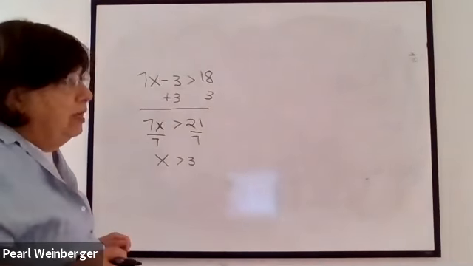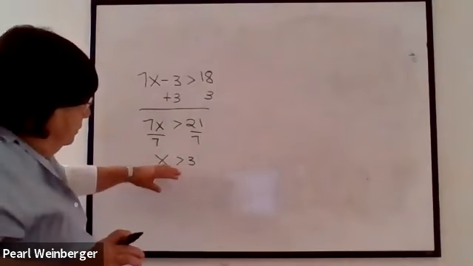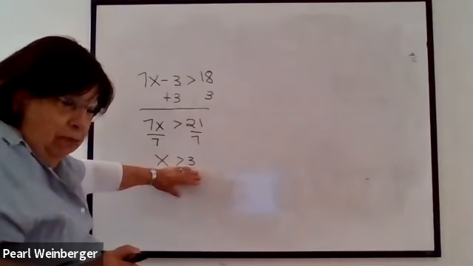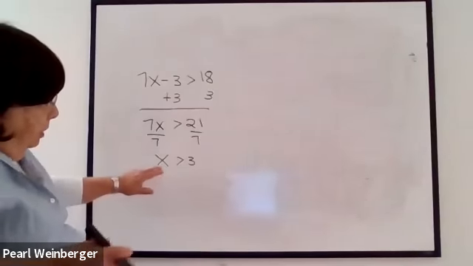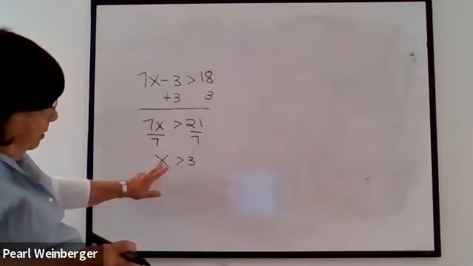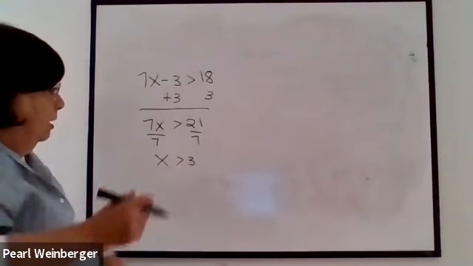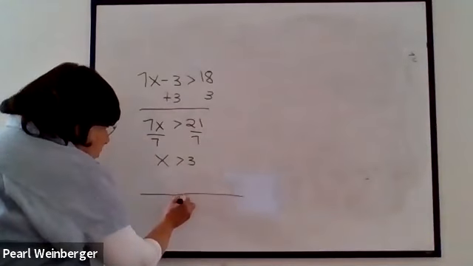Now you can't just say 3 is the answer to the inequality, because you have to say not only what the number is, you have to say, is it greater, is it equal, whatever. So here we have a solution: x is greater than 3, which on the number line would have looked like this.